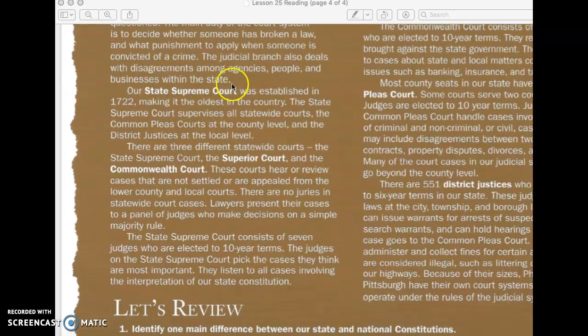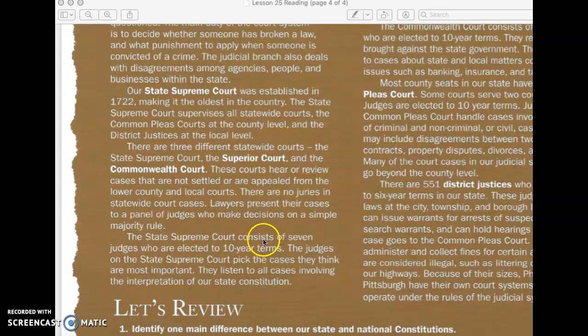Our state Supreme Court was established in 1722, making it the oldest in the country. The state Supreme Court supervises all statewide courts, the Common Pleas Court at the county level, and the district justices at the local level. There are 3 different statewide courts: the state Supreme Court, the Superior Court, and the Commonwealth Court. These courts hear or review cases that are not settled or appealed from the lower county and local courts. There are no juries in our statewide court cases. Lawyers present their cases to a panel of judges who make decisions on a simple majority rule.